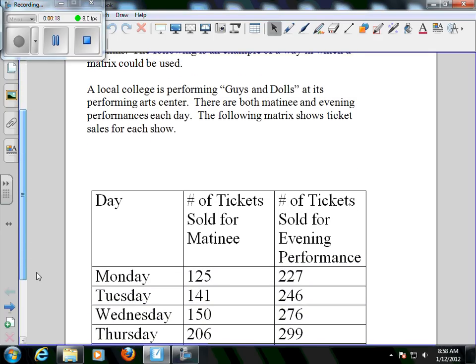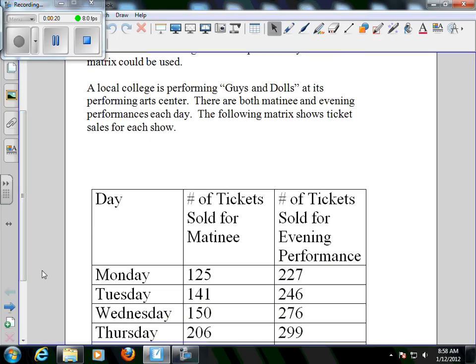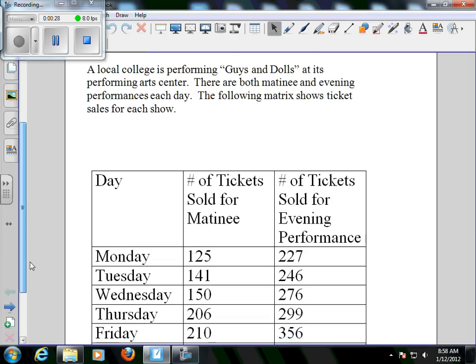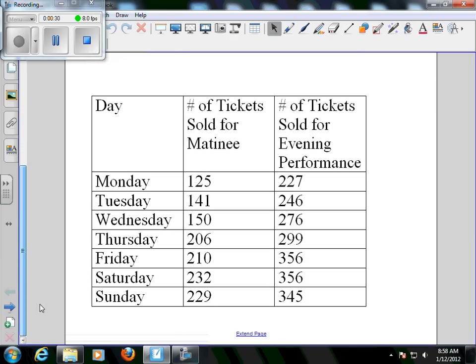A local college is performing Guys and Dolls at its Performing Arts Center. There are both matinee and evening performances each day. The following matrix shows ticket sales for each show. So if we look at this table, basically, this is what a matrix looks like. We have a column for days of the week, a column for number of tickets sold for each matinee, and the number of tickets sold for each evening performance. And all of this data makes up the entries in a matrix.